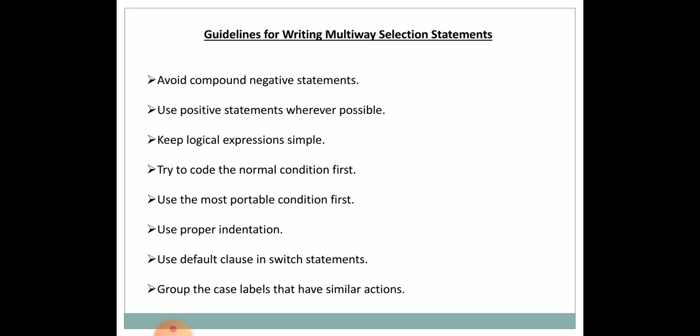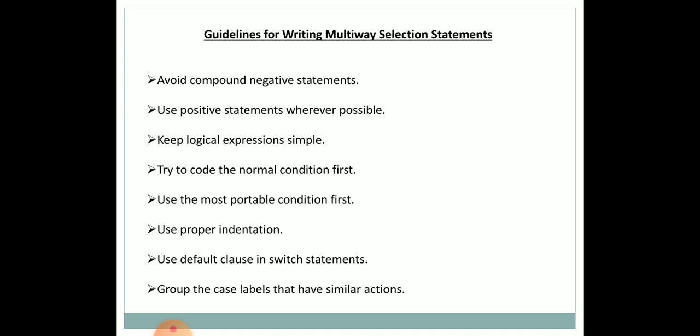Now we have learned multi-way decision making statements, or the switch statement, or the two-way decision making statement, that is our conditional operator. Now it will be useful to have some guidelines that would help to improve the readability and facilitate the maintenance of the programs. The overusage of any multi-way decision statements or any branching statements will reduce the readability of the program. So these guidelines will be useful to make the program more readable, and it facilitates the maintenance of the program.